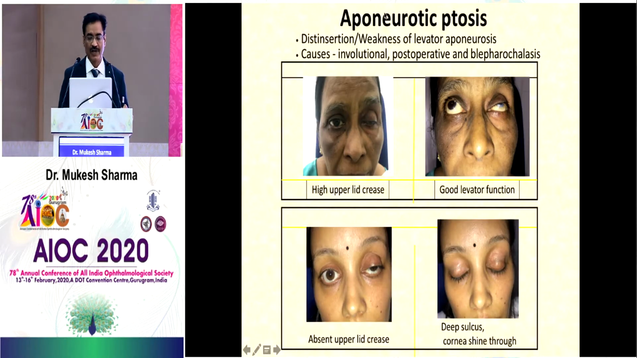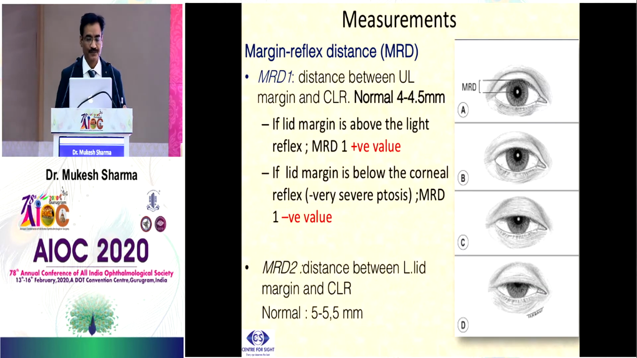This is aponeurotic ptosis, where you get disinsertion or weakness of levator aponeurosis. Causes may be involutional, postoperative, or blepharochalasis. A very high lid crease is classical of aponeurotic ptosis. Absent upper eyelid crease or high lid crease, and a very deep sulcus also, the supratarsal sulcus is quite deep, and sometimes you get the cornea shining through the lid because there is no good aponeurosis to hide the cornea. So the lid as such becomes very thin.